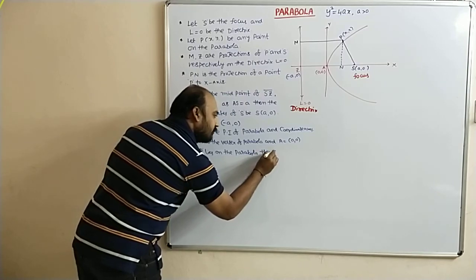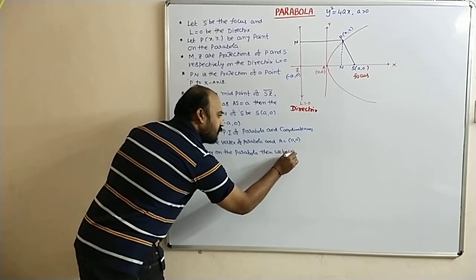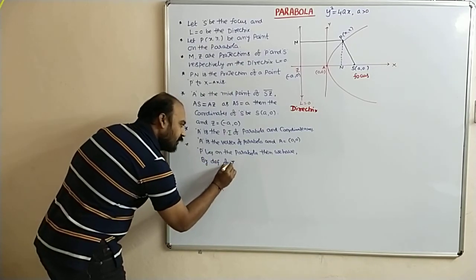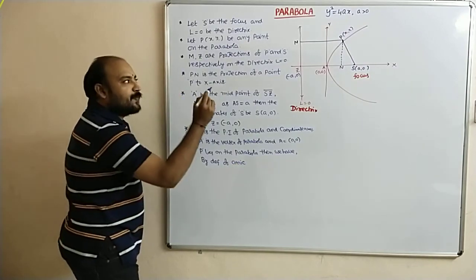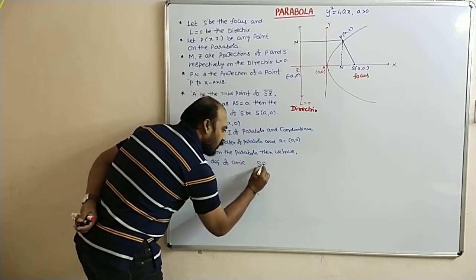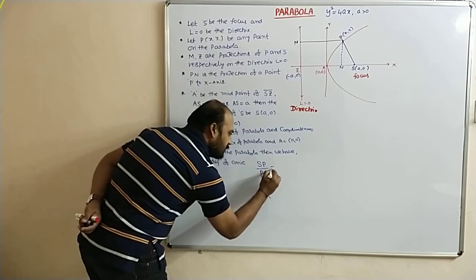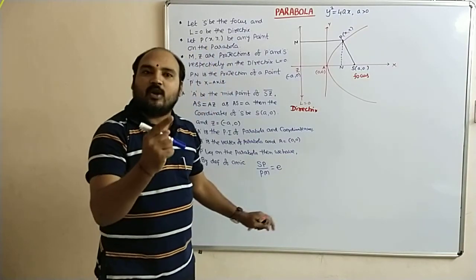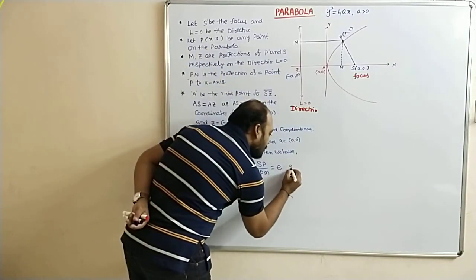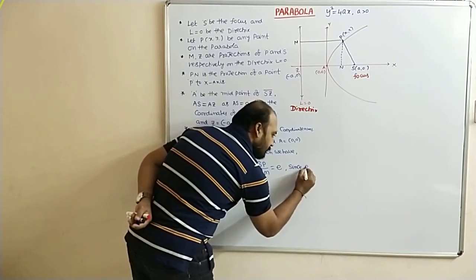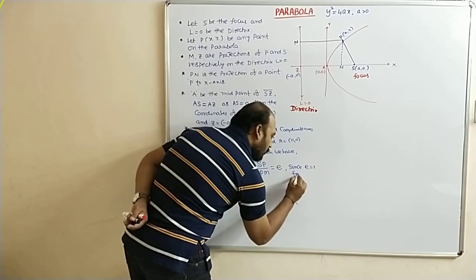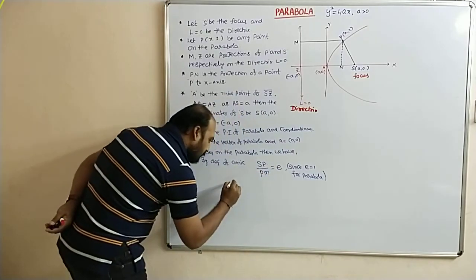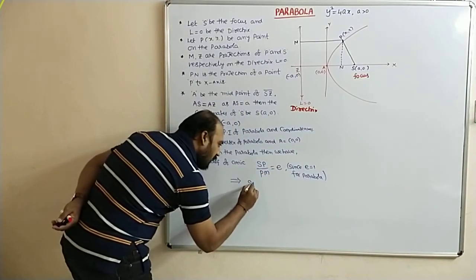Then, by the definition of a conic, SP by PM equal to e, where e means eccentricity. For the parabola, the eccentricity value is equal to 1. Since e is equal to 1 for the parabola, it becomes SP equal to PM.